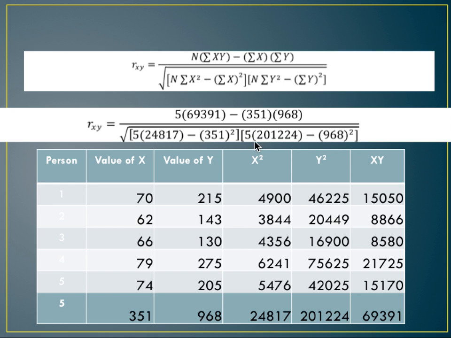Then we do the same thing for y values. N, which is 5, sum of y squared, which is 201,224, minus 968 squared. It's the sum of y squared. And once you've got that, it's just straight algebra. You're going to multiply these two together, then subtract those two multiplied together. You're going to multiply these two together. You're going to square that, multiply, square, and then subtraction for each side. Then multiply them together, and then square root.